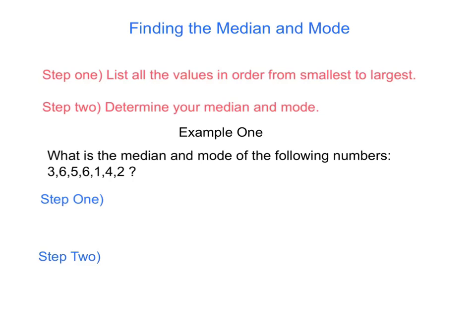It says, what is the median and mode of the following numbers? 3, 6, 5, 6, 1, 4, 2. Well, when we look at them, we know they're not in order. So we need to first put them in order from smallest to largest. So let's do that right now. Obviously 1 is our smallest number, then 2, then 3, then 4, then 5, then 6, and 6. So we've got them in order, perfect.